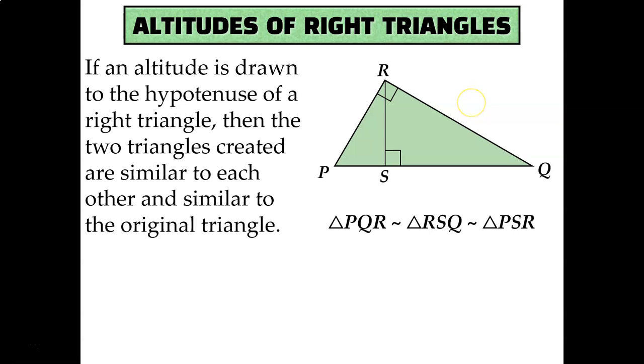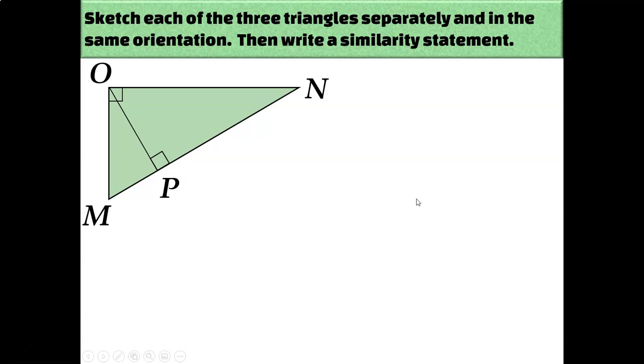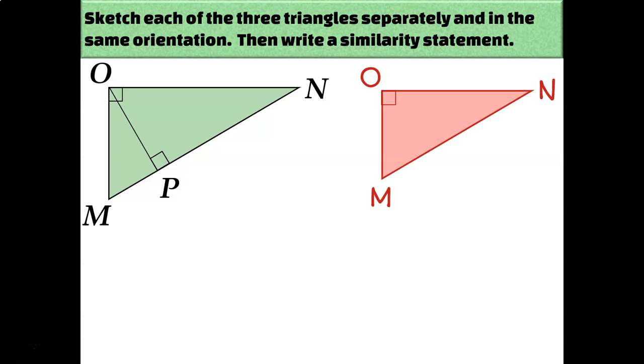So the first thing we're going to discuss before we go any further with talking about the similar triangles created by right triangles and altitudes is how to redraw a diagram so that all 3 triangles are in the same orientation and therefore easier to deal with. So what I want you to do is draw 3 triangles. The first one is just copy and paste of the original triangle, except you don't need to draw the altitude.